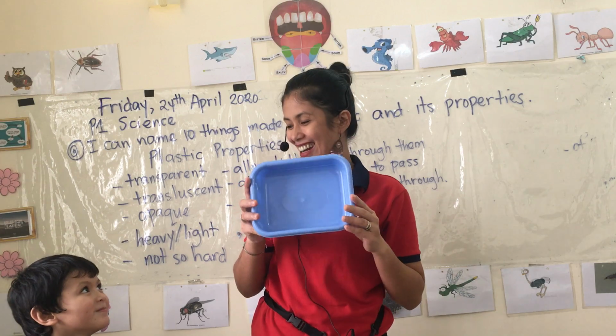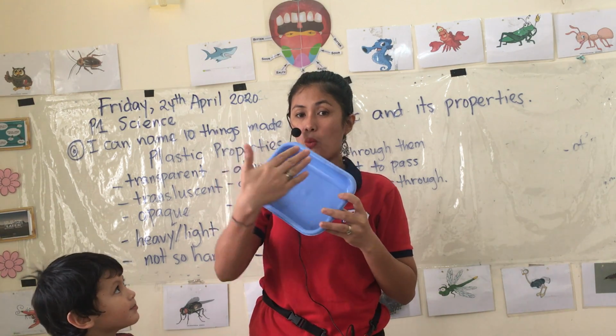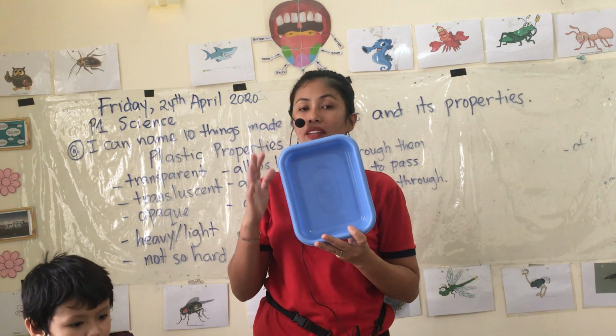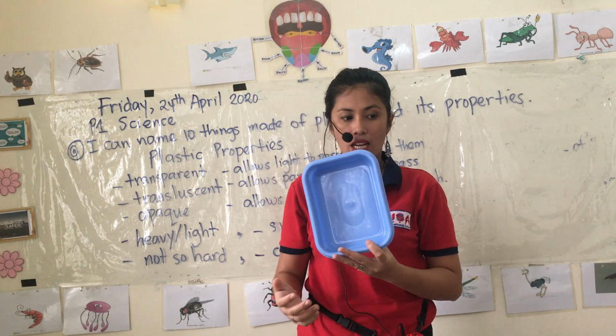Okay, so this one is opaque. Opaque means that you cannot see what's behind the object because the light cannot pass through this thing.